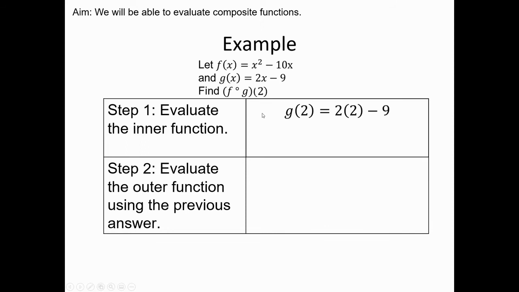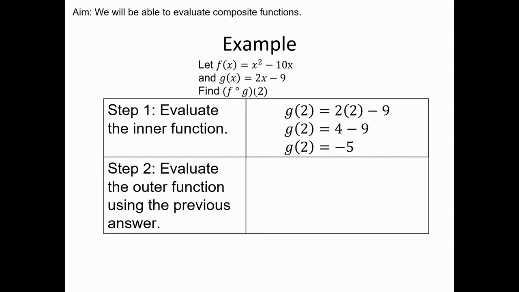So I take g of x equals 2x minus 9 and replace the x's with 2. So now it's g of 2 equals 2 times 2 minus 9. 2 times 2 is 4. And then we have 4 minus 9, which is negative 5. So we know that the first part here, g of 2, is equal to negative 5.